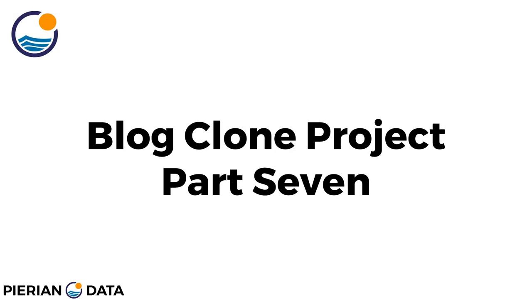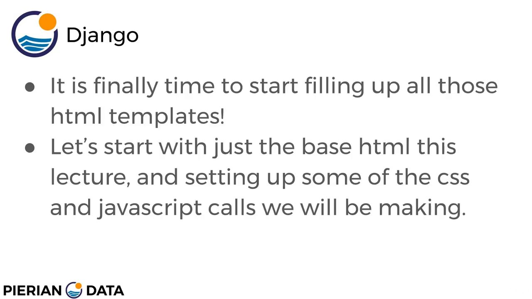Everyone, and welcome to part 7 of the blog clone project. It's finally time to actually start filling up all those HTML templates that we've created in the previous lectures. We're going to start off with the base HTML template, since that's the one we're going to be extending to all the other templates. And we'll also be setting up some of the CSS and JavaScript calls we're going to be making throughout the future lectures. Let's get started by hopping over to the editor, and I'll also be showing you the resources in the browser, so we'll hop back and forth between those.